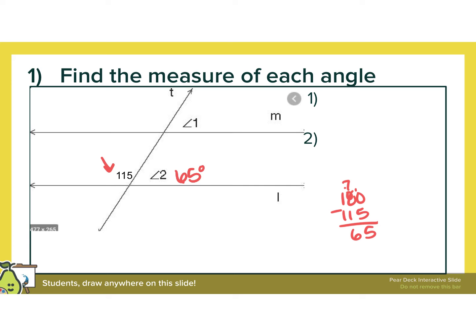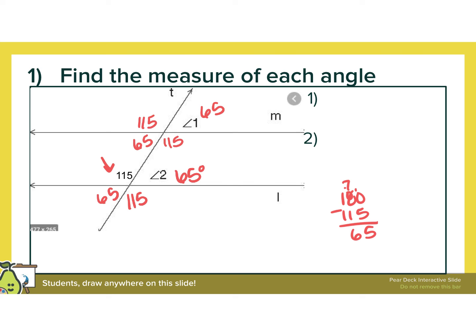So I'm going to start with all the angles that are 115 degrees. So I'm going to start with the vertical angle. That's 115. Then I'm going to go to the alternate interior. That's 115. Then I'm going to go to the corresponding. That's 115. The rest of the angles are 65 degrees. So now I can just fill them in.